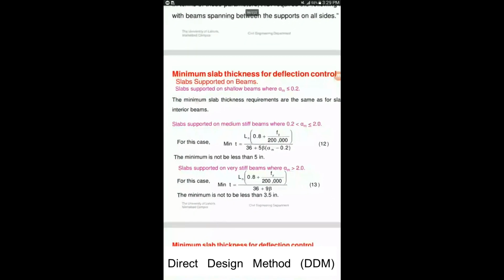These are the equations which I have told you, if you are dealing with slab with beam systems and you have to check the minimum slab thickness criteria. So you will consider these equations. Which equation has to be used depends upon whether the slab is resting on shallow beams, medium beams, or very stiff beams. So you have to first calculate the value of alpha m.